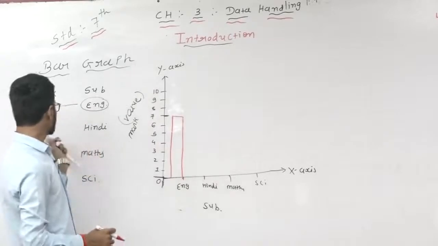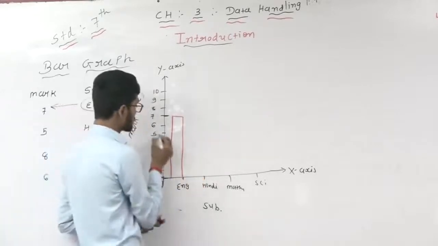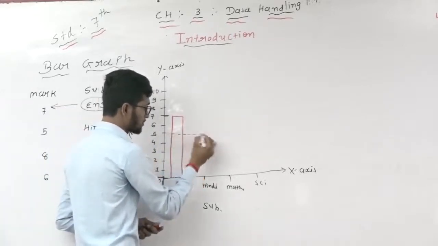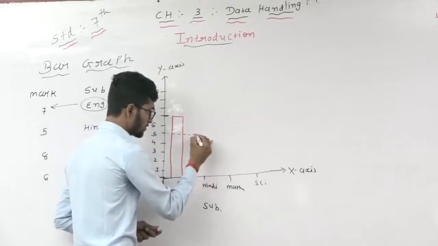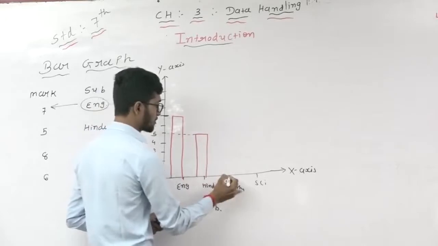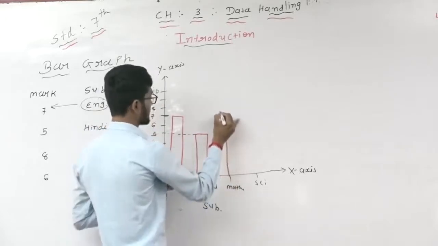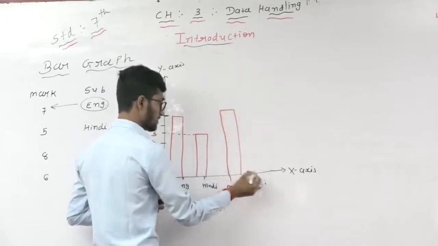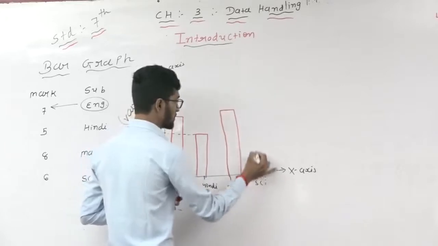Then after that Hindi. In Hindi, how many marks? 5 marks. So 5 is here. Start to here, 5. Then maths, 8, start here, 8. Here is 8. And in science subject, how many marks? 6 marks.